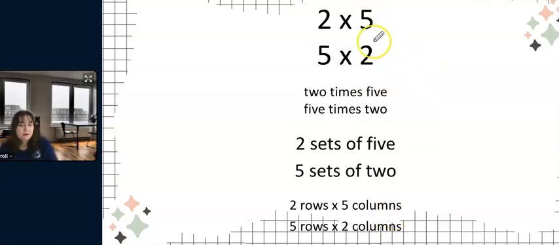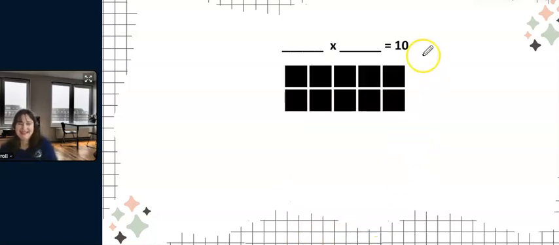What about this one? 2 times 5, 5 times 2, 2 sets of 5, 5 sets of 2, 2 rows by 5 columns, 5 rows by 2 columns. What is it? 10. Good. 5 times 2 is 10, or 2 times 5 is 10.